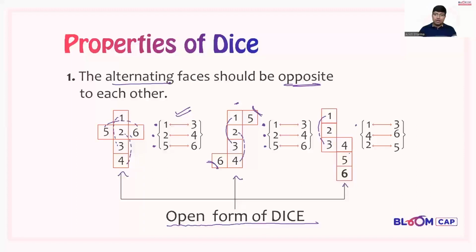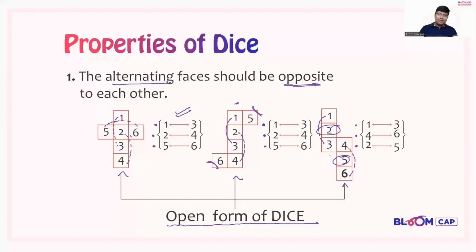Now the opposite face of 4 is 6. So the opposite of 4 is 6. Now what is remaining? The ones which are remaining are also opposite. Opposite of 2 is 5. Getting it or not? Yes or no, my dear students?